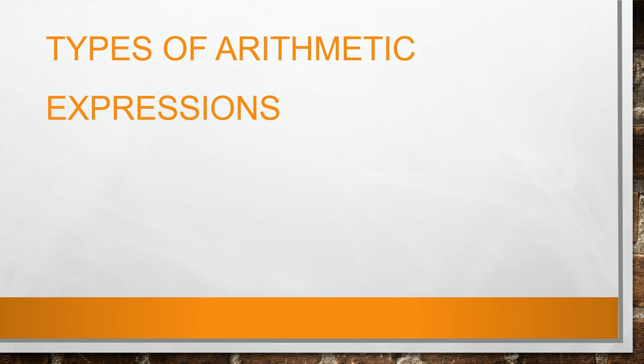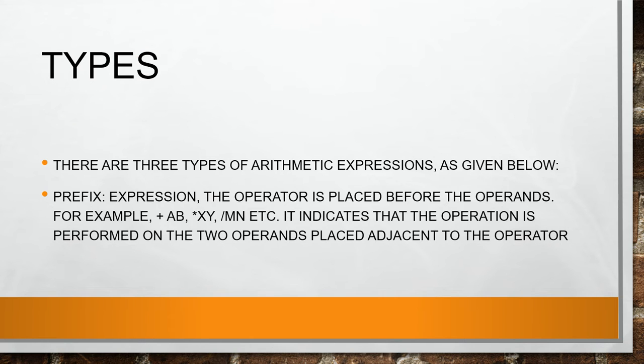So what are the types of arithmetic expressions? Can you tell me? There are three types of arithmetic expressions as given below. You can find the prefix expression, where the operator is placed before the operands. Example, plus AB. The operands are A and B and the plus sign is before them. That is called the prefix.